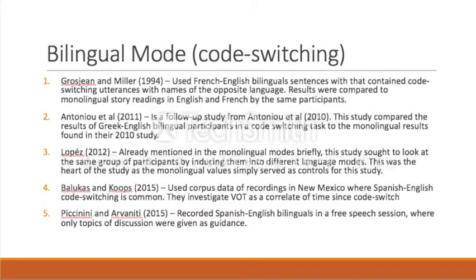So they investigate VOT as a correlate of time since code switch. They broke down their measurement periods into a pre-switch value, a value right at the language switch, and a post-switch value. And they were looking to see basically how long it takes for the effects to disappear, if there are effects of code switching involved in these bilinguals.